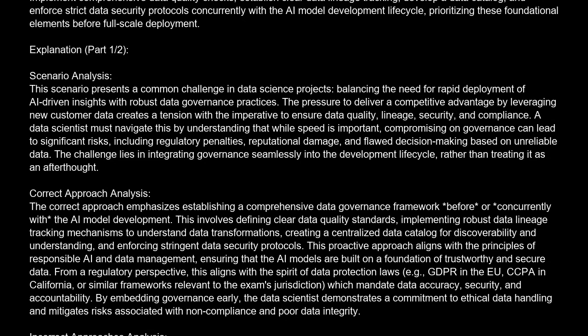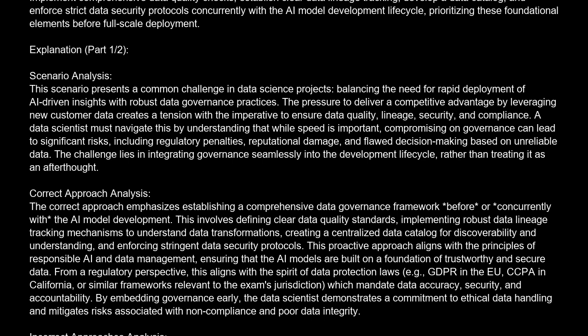The correct answer is B. Implement comprehensive data quality checks, establish clear data lineage tracking, develop a data catalog, and enforce strict data security protocols concurrently with the AI model development lifecycle, prioritizing these foundational elements before full-scale deployment.